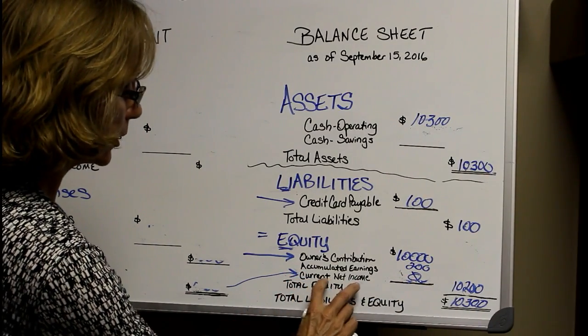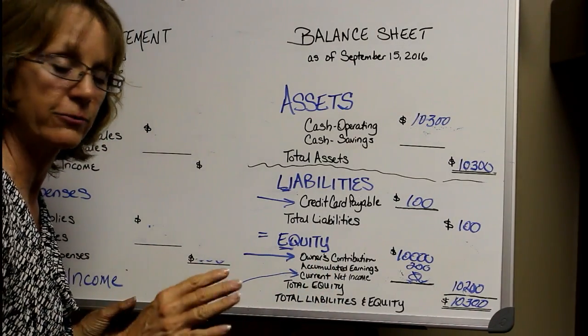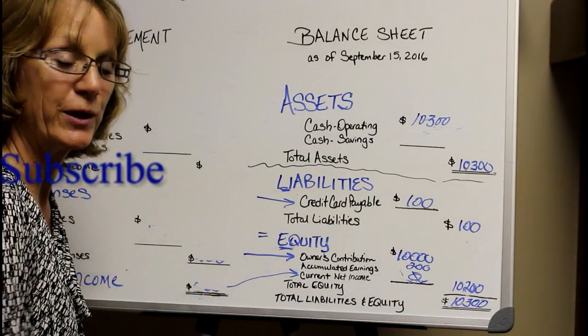So we're going to close out our current net income to accumulated earnings at the end of every year, and hopefully the accumulated earnings will keep growing and growing and growing.